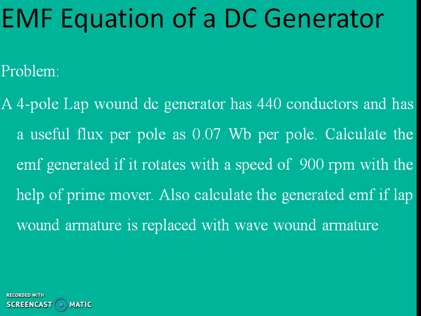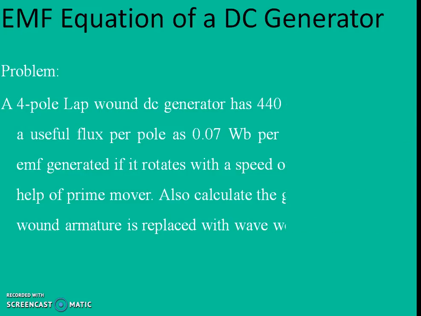First of all, note down the given data for the solution. P equal to 4 as there are 4 poles, Z equal to 440 as there are 440 conductors, and psi is equal to 0.07 Weber, as the useful flux is given as 0.07 Weber per pole. The speed with which the DC generator is rotated is given as 900 rpm. So N is equal to 900.